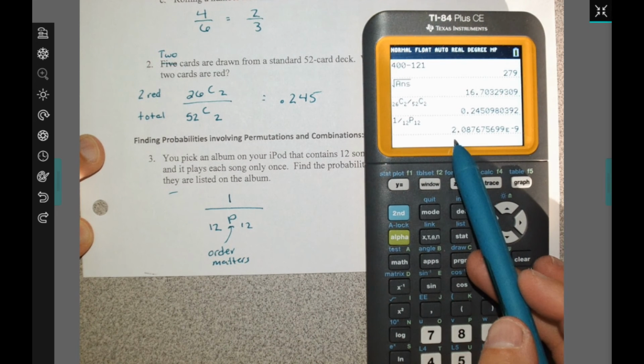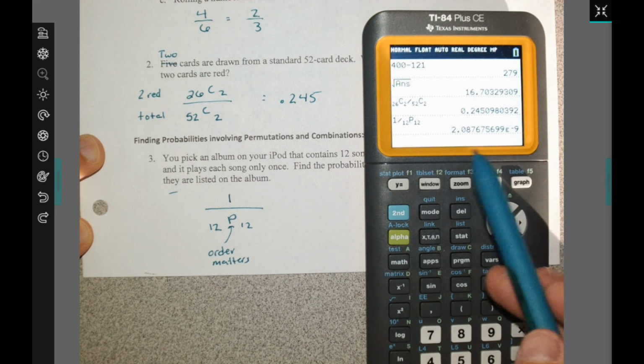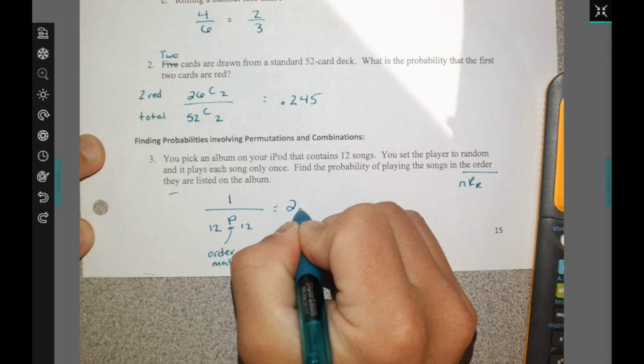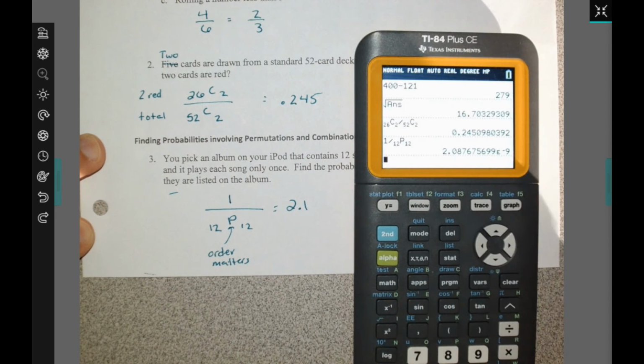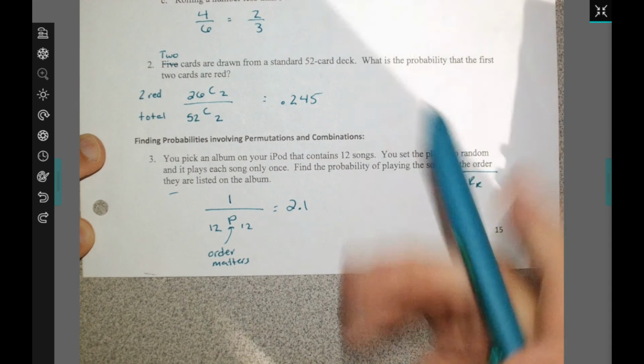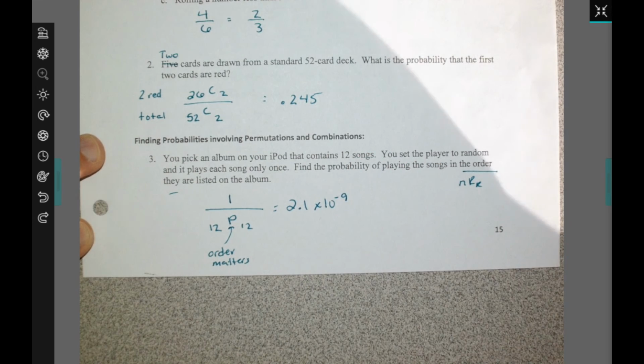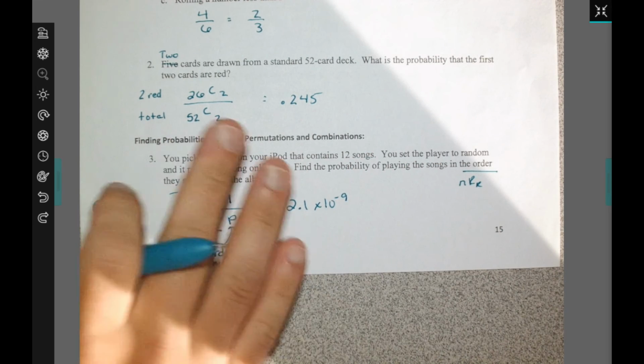So reading this again, you've got your scientific notation going on. I'm going to round to the tenths, so we got 2.1. And then that E on the end right here is telling me times 10. So we need to go times 10 to the negative 9. That would be the probability of playing the songs in order.